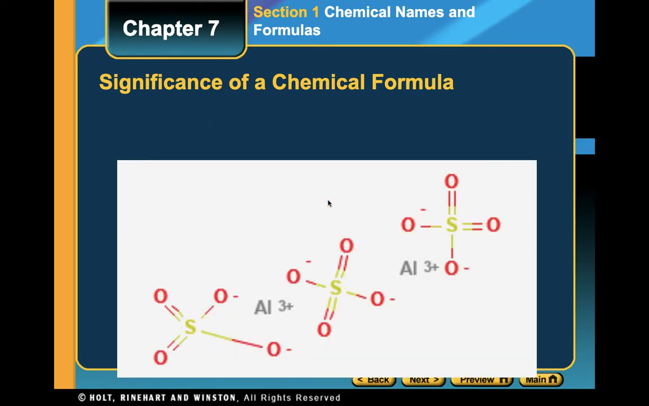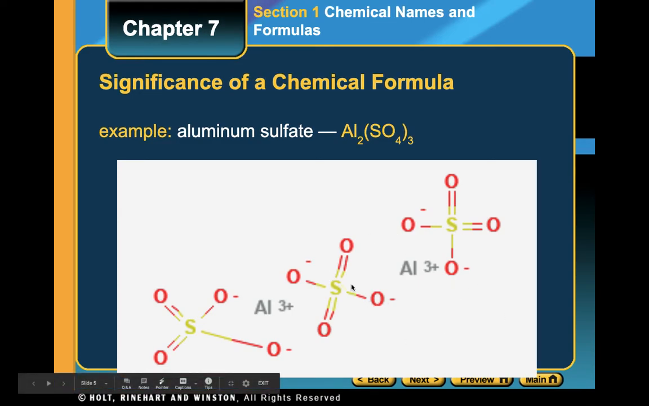So let's take a look at this. This is aluminum sulfate. I can see that there are 2 aluminums and there are 3 sulfate ions. Remember the polyatomic ions that we talked about in our previous lesson? These are some polyatomic ions. So you can have more than one of them in each compound.